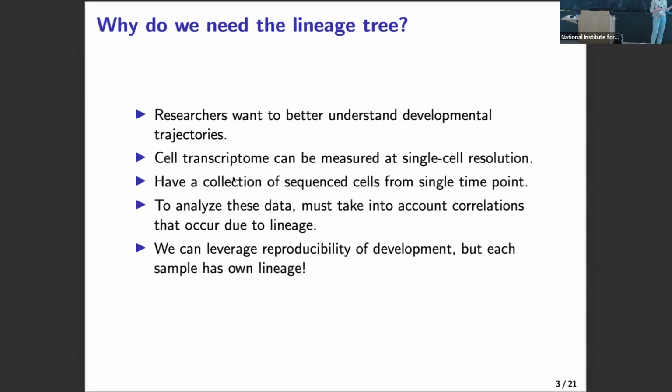So a certain type of experiment leverages the reproducibility of development by taking, instead of allowing cells to develop for a certain time and sampling, sampling at multiple time points. But each of these samples have their own lineage. So again, even with these types of time course data, we still need to take into account the cell lineage. So these developmental trajectories we can't directly observe, but they occur along this lineage. And one of our first goals with this project is to understand how accurately we can infer the lineages from the data that we have.